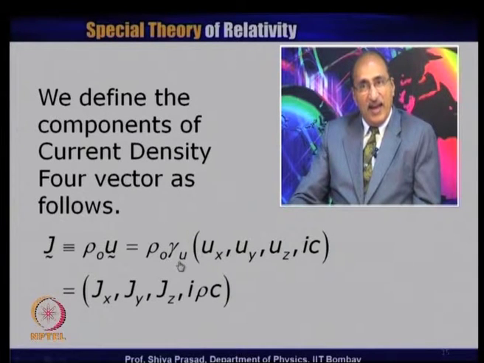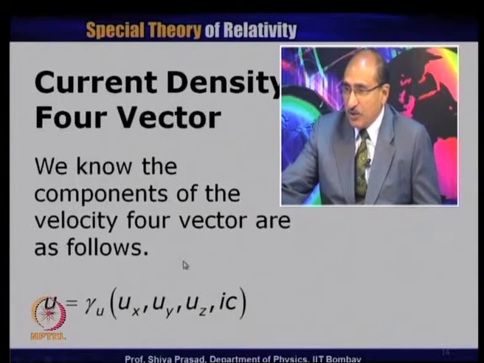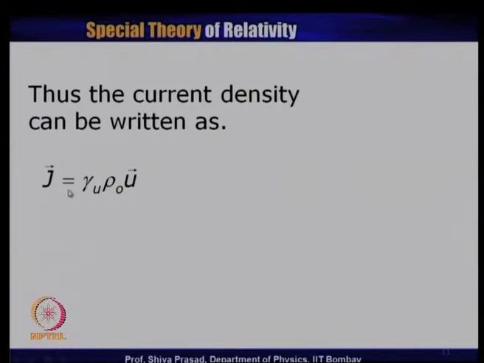Now we realize, if you look back at the equation of current density, I can write it component-wise. The x component becomes Jx equals gamma u rho naught ux. The y component becomes Jy equals gamma u rho naught uy, and things like that.